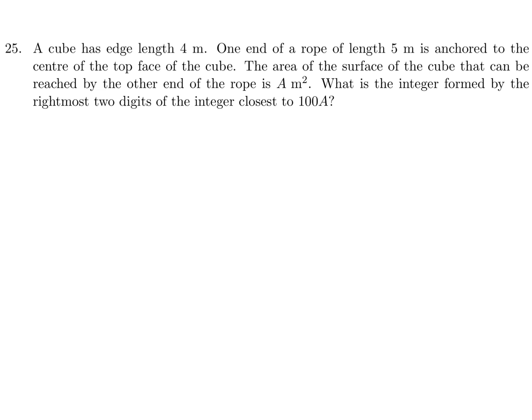A cube has a length of 4. One end of a rope of length 5 is anchored to the center of the top of the face of the cube. The area of the surface of the cube that can be reached by the other end of the rope is a. What is the integer formed by the rightmost two digits of the integer closest to 100a?